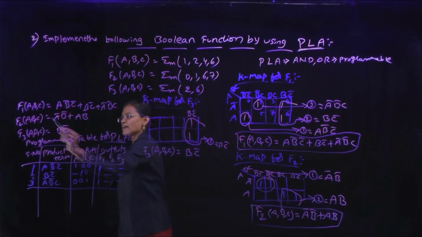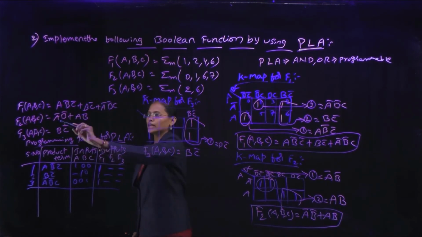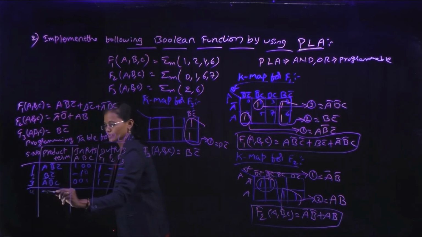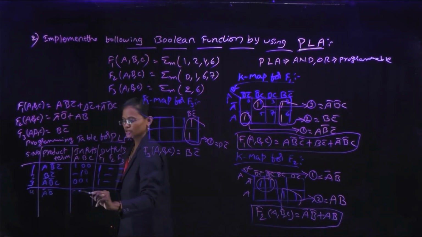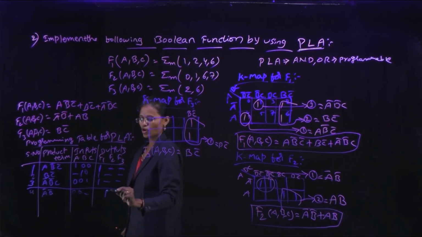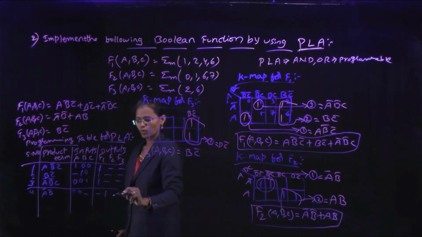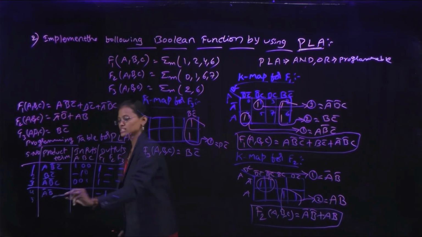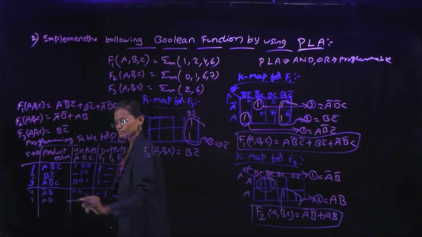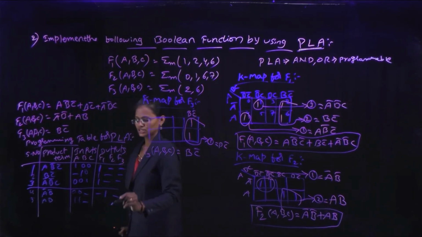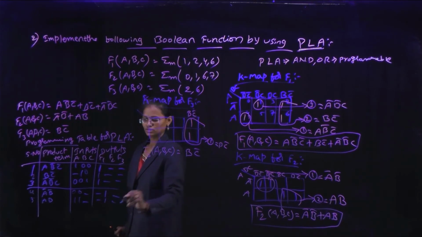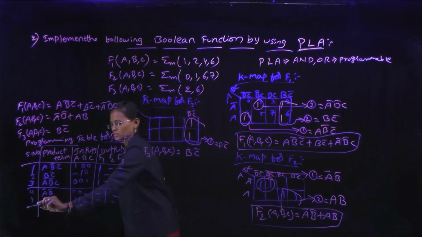And the next, F2 outputs. F2 outputs are A bar B bar and AB. This is A bar B bar: 0, 0, dash. This is the F2 output. That's why here we write the F2 output as 1. And next, the fifth one is AB: 1, 1, dash. This is the F2 output, and the remaining are all dashes.